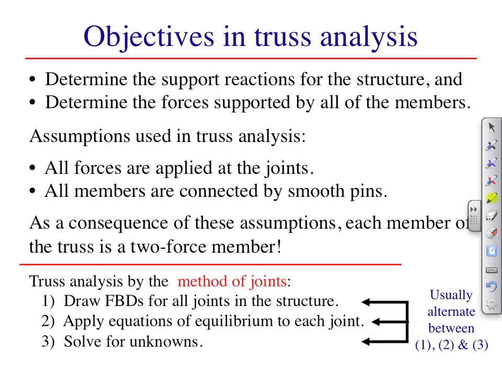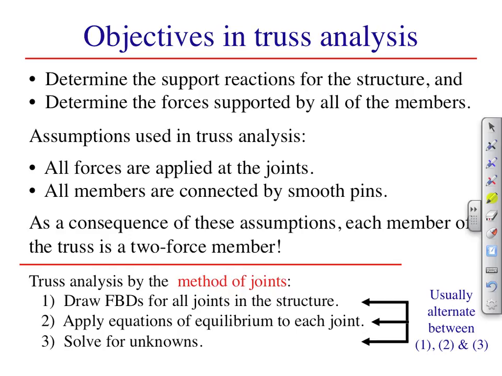It is often useful to begin by imposing equilibrium on the whole structure. We can do this if the 2D structure has no more than 3 unknown support reactions and is statically determinate. Our first example will fall into this category. It is not always the case, though, that the structure lends itself to this first step, and we may have to begin by examining a joint.